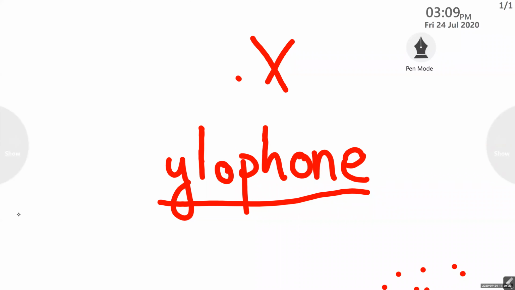X. Malavika, what do you say? What will be the sound? I can't hear. Louder, dear. Malavika, louder. X. Yes? Very good. Now, Prithvi, you said X, right? Yes? No. So what will be the sound of X in xylophone?